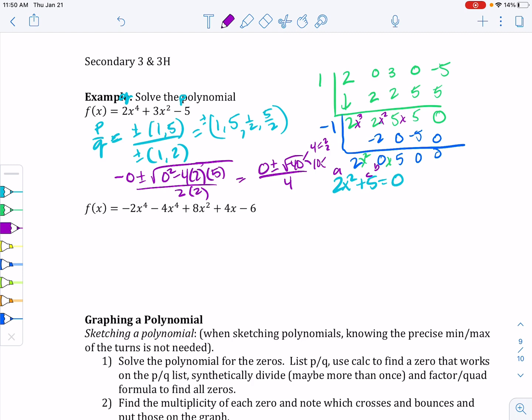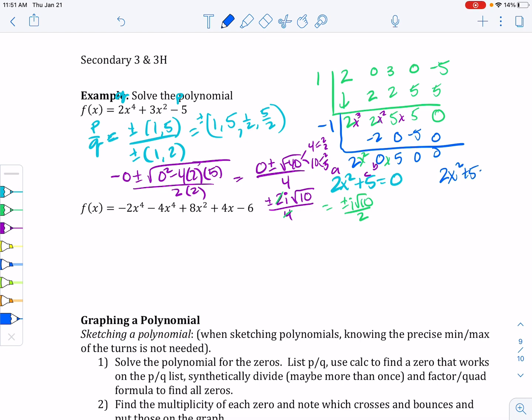Well, 40 is really 4 times 10. This is 2 and 2, this is 2 and 5. So I have a pair of 2's that comes out, an i that comes out since it's a root that's negative, and then the 2 and 5 stay underneath, and that's all over 4. And I still have this plus or minus. So the 2's reduce, so I get plus or minus i root 10 over 2. Now, you also could have, from this point right here, solved using the square root property. So here, if I subtract the 5, I get 2x squared equals -5.